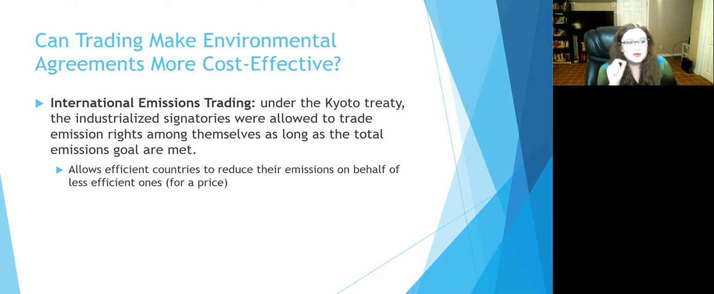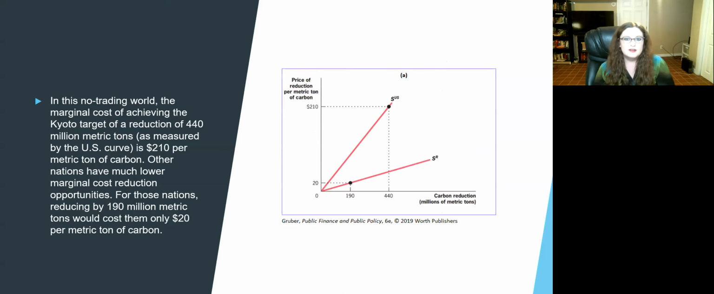So this international emissions trading was fascinating when they came up with it in the Kyoto Treaty, because these industrialized signatories were allowed to trade emissions rights amongst themselves. It was like the dirty and clean firms. Instead, it was dirty and clean countries that were finally just kind of trading amongst themselves. This allowed for efficient countries to reduce their emissions on behalf of less efficient ones. So ones that already had a lot of technological processes and a lot of technological growth were able to very cheaply reduce their emissions to offset some of the increased emissions from other countries for a financial payment, right?